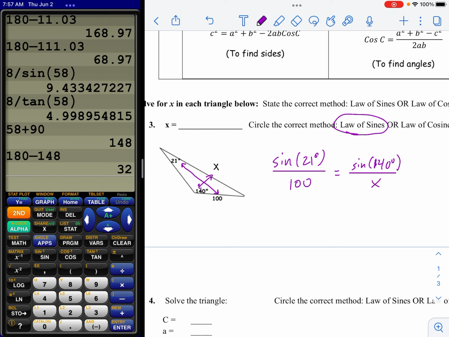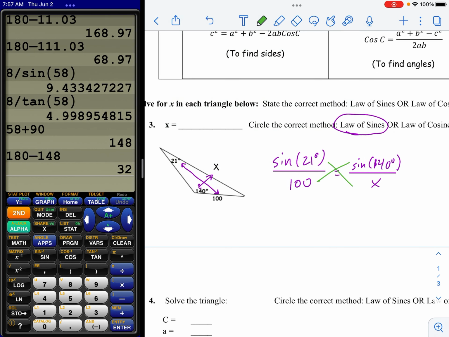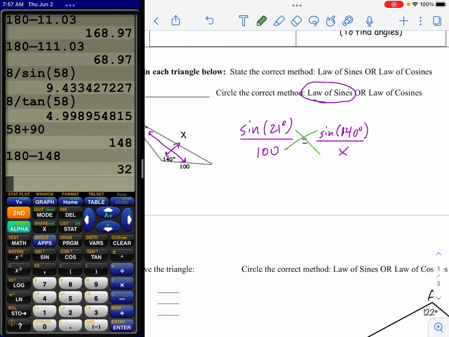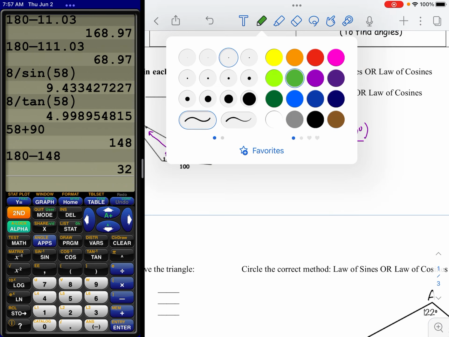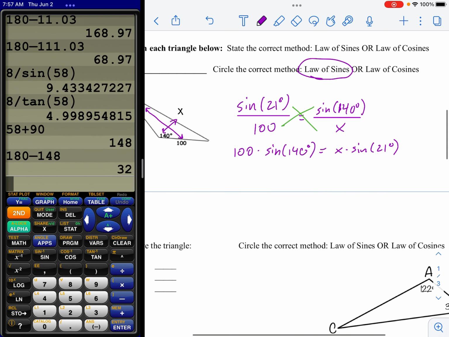over x. And then to solve these, you cross multiply. So 100 times the sine of 140 equals x times the sine of 21. Then to do that, you just divide the sine of 21 on both sides.